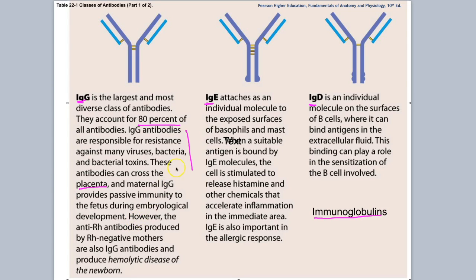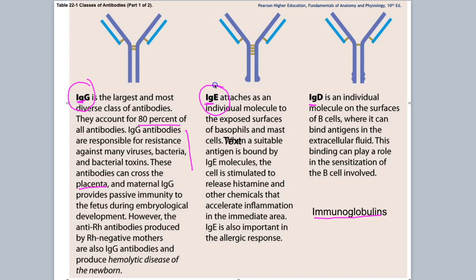So these are the antibodies that can cross the placenta during development, and they are very protective for the fetus. The mother has these in her blood, and these can cross through the barrier in the placenta. They can cross from the mother's bloodstream into the fetal bloodstream and hopefully protect the fetus from having any type of disease develop during its development.